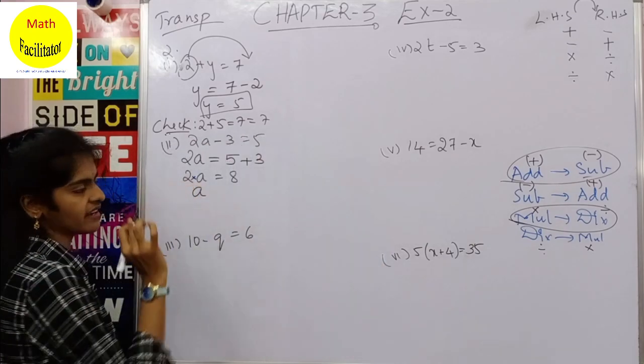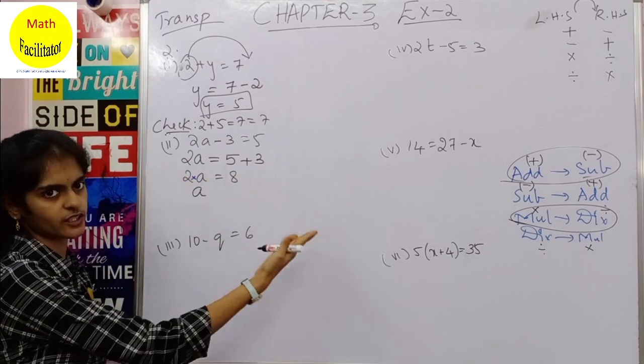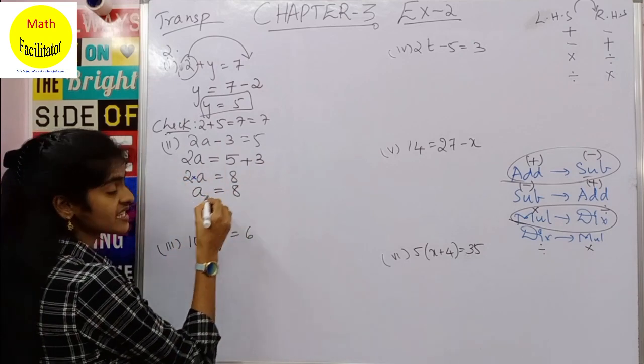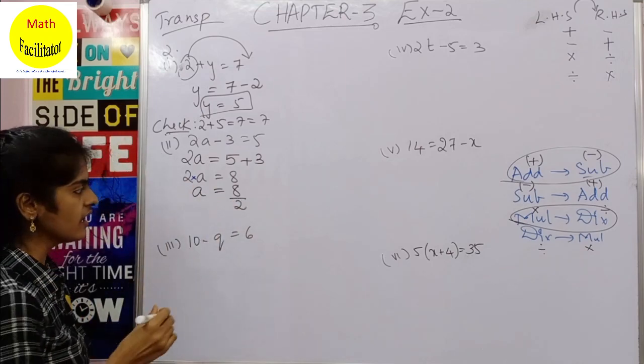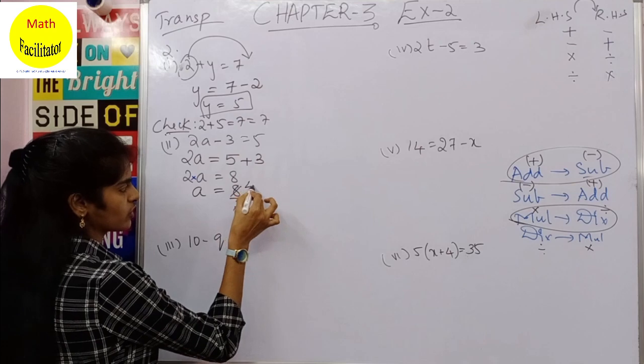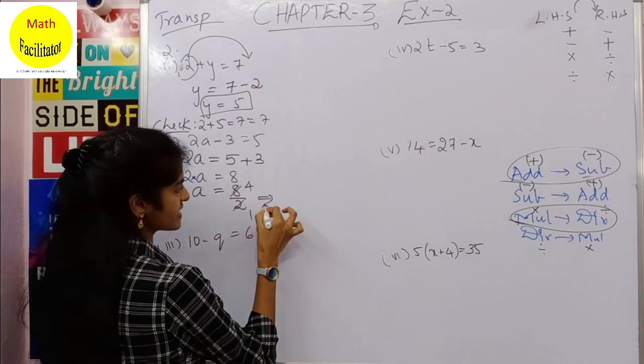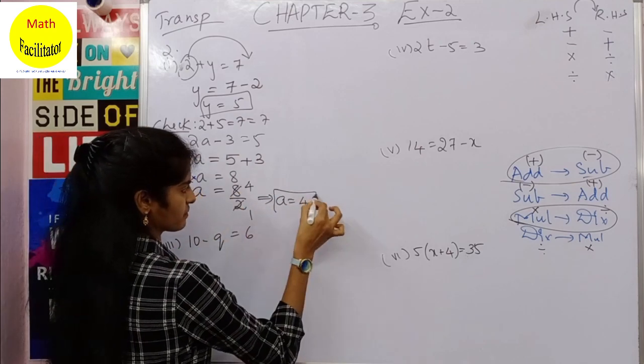So now let us see. You want only the value of a. So this 2 I'll send to the other side, and it becomes division. Multiplication becomes division. Clear? So now you know 2 1s are 2, 4s are 8. Which means the value of a is 4.